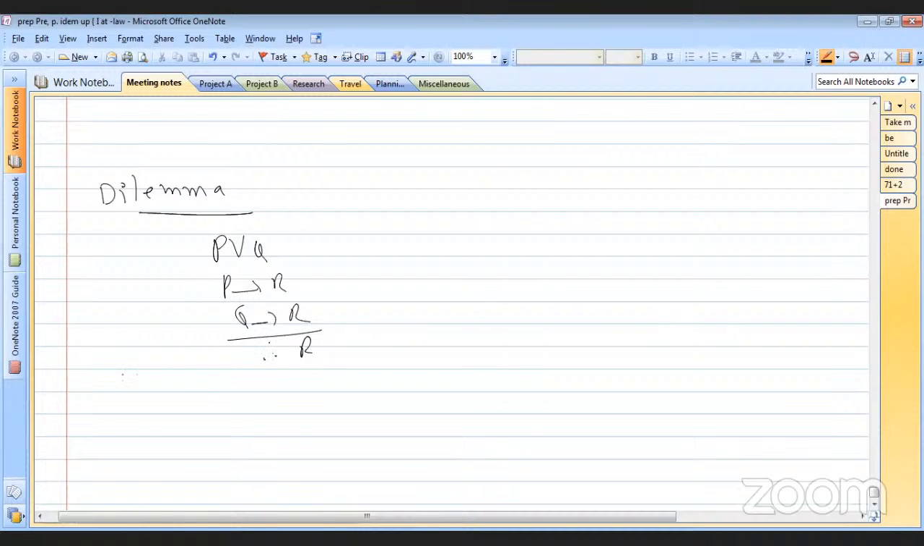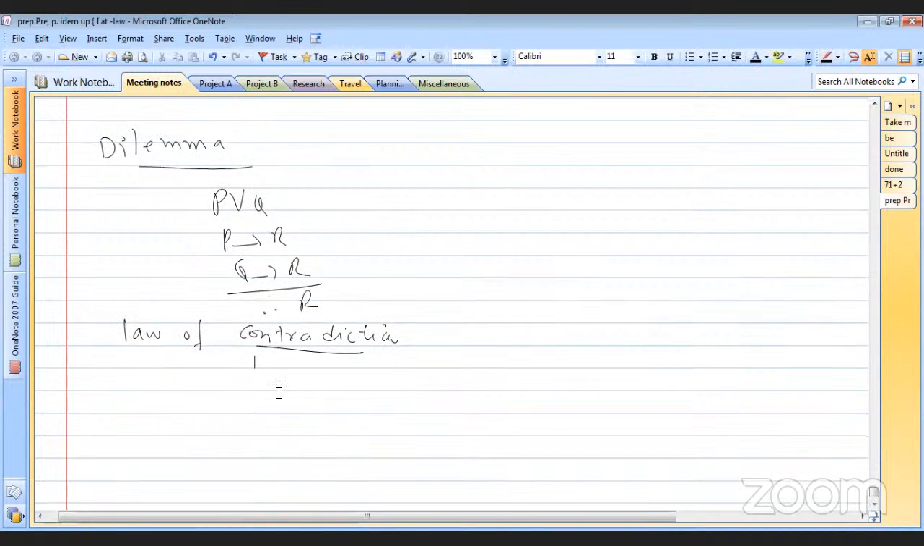Then law of contradiction. Let P denote an arbitrary statement and F naught a contradiction. We can verify that negation of P implies F naught implies P. So negation of P is the reverse value of F naught implies P. It is a tautology. So the law tells that P is a statement.